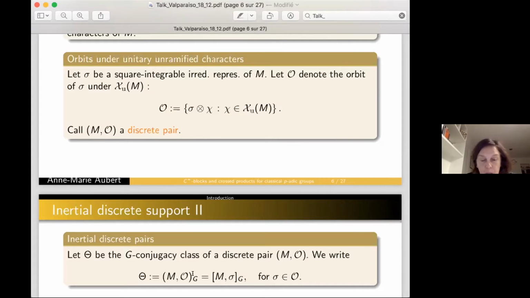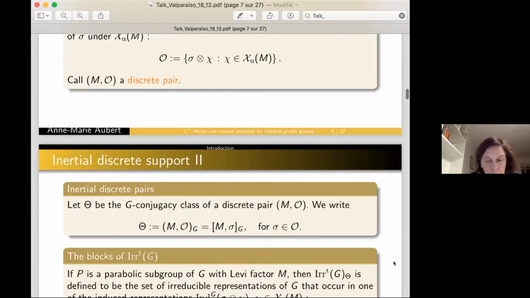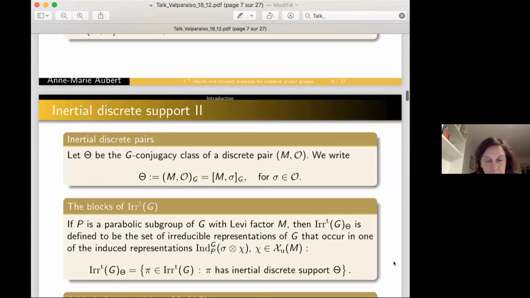And so we will write it as follows. When I use parentheses, it means conjugation. And when I put square brackets, it is conjugation up to twisting by a unitarily unramified character. So it's the same notation that we are used to in the Bernstein center.